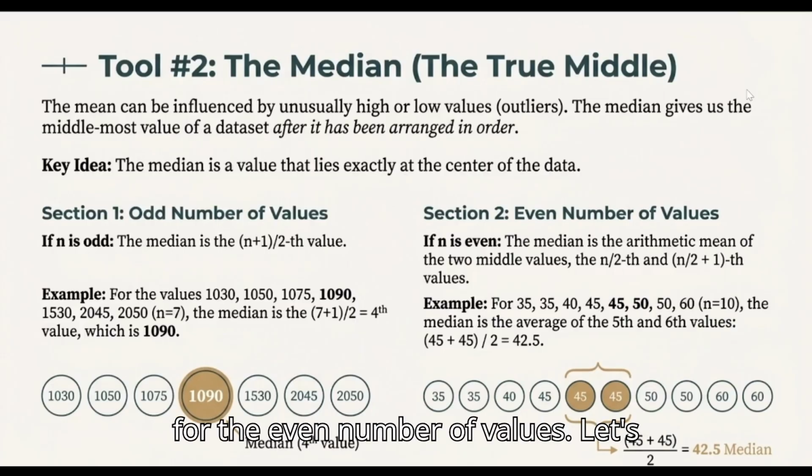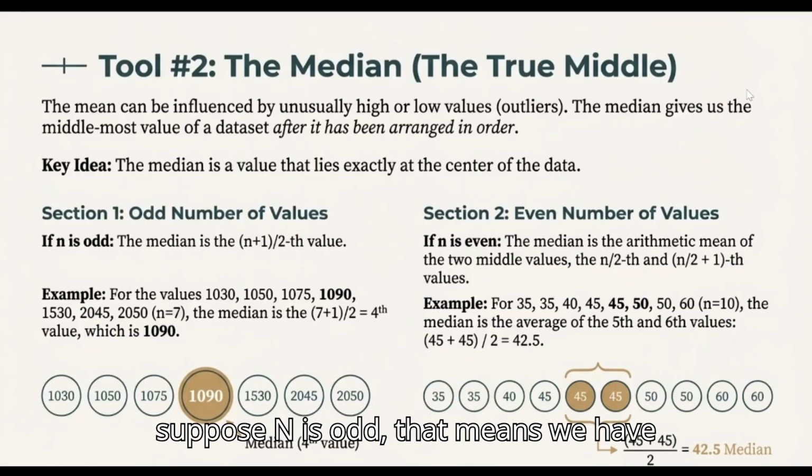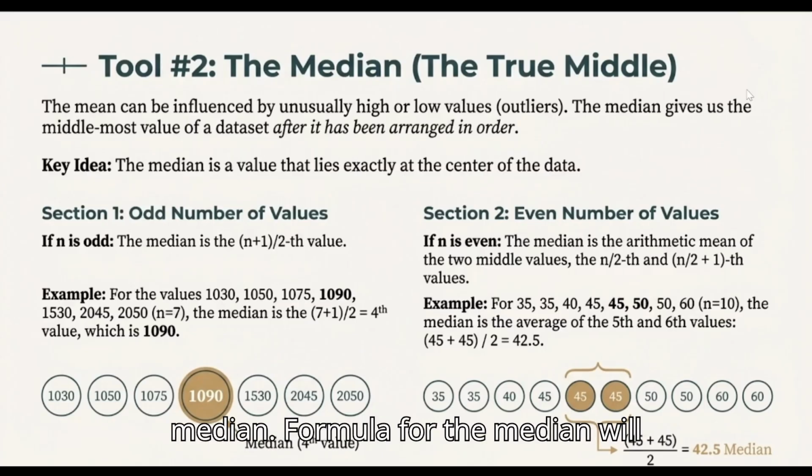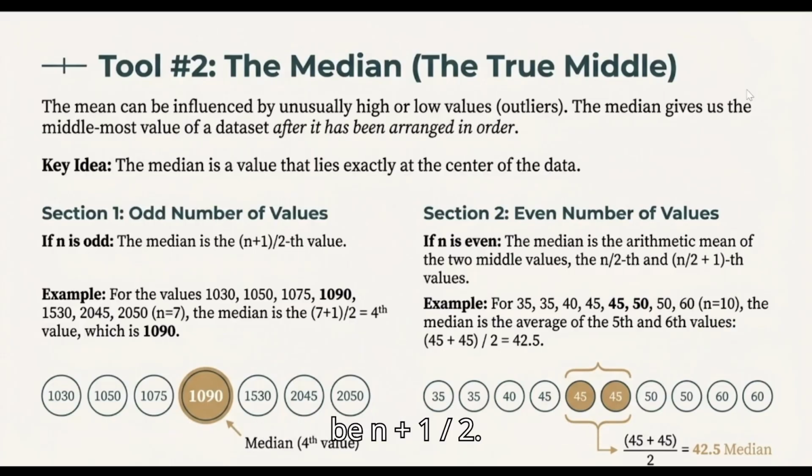Let's suppose n is odd. That means we have numbers like 7, 9. So the formula for the median will be (n plus 1) divided by 2. This will show us the position, which is in the data.